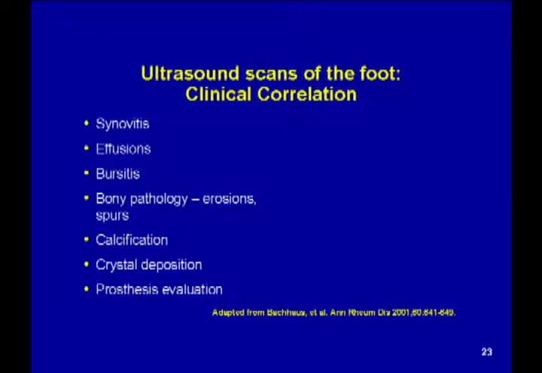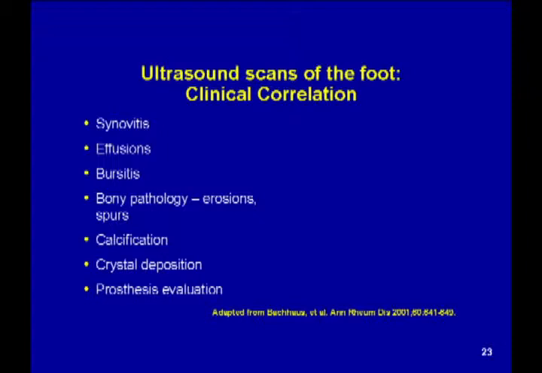So now that we've obtained all of our standard images of the ankle and the foot, let me give you a few clinical correlations. Remember that the ultrasound is a very nice tool to identify areas of soft tissue swelling like synovitis and effusions. The ankle is often an area that's involved in patients who have inflammatory arthritis such as rheumatoid arthritis, or crystal disease such as uric acid deposition in patients with gout. So you can identify effusions and also bursitis.